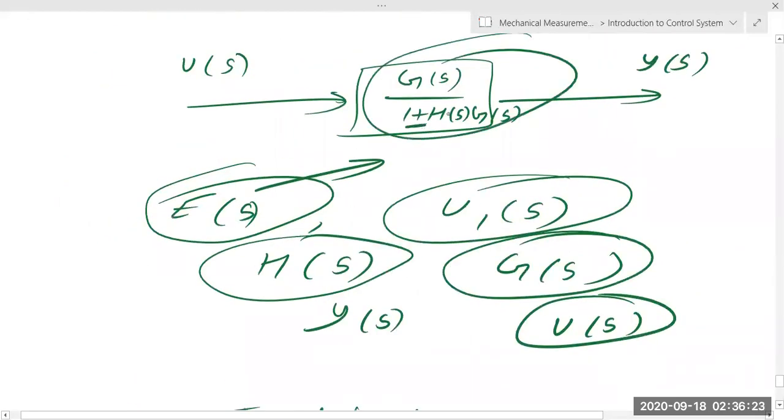In place of this we will have minus. For the negative it will be plus h of s into g of s. For the positive it will be minus h of s into g of s.